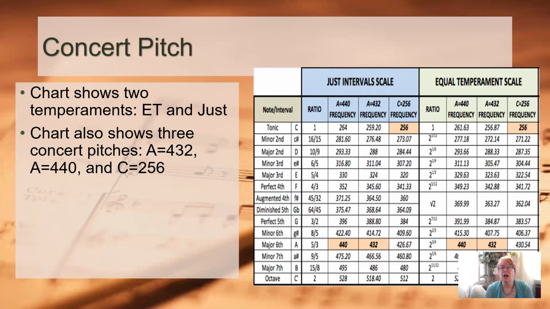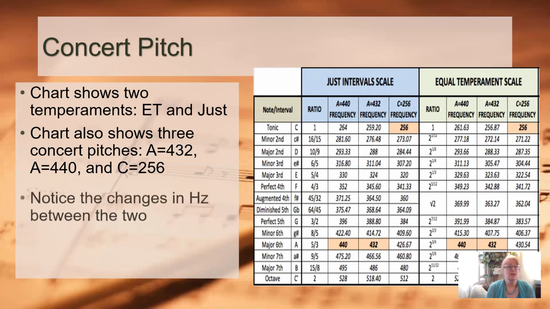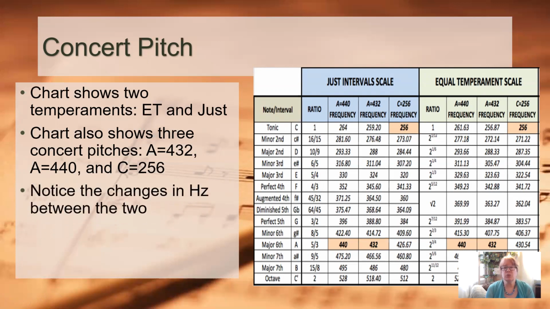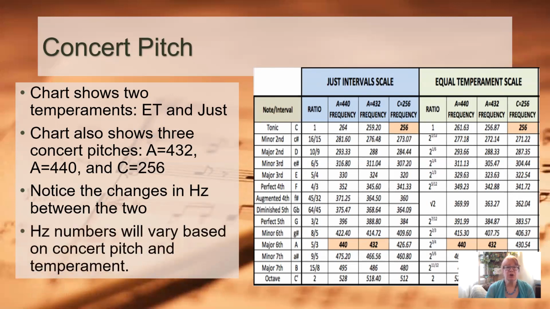So 256 would be middle C. All right, I figured it out. Notice the changes in hertz between the two different temperaments, just and equal. And I'll point some of that out here in a second. The hertz numbers will vary based on the concert pitch and the temperament. So for example, let's take A440, which is our standard pitch right now, and I need to move this up. I might be moving this thing up a bunch.